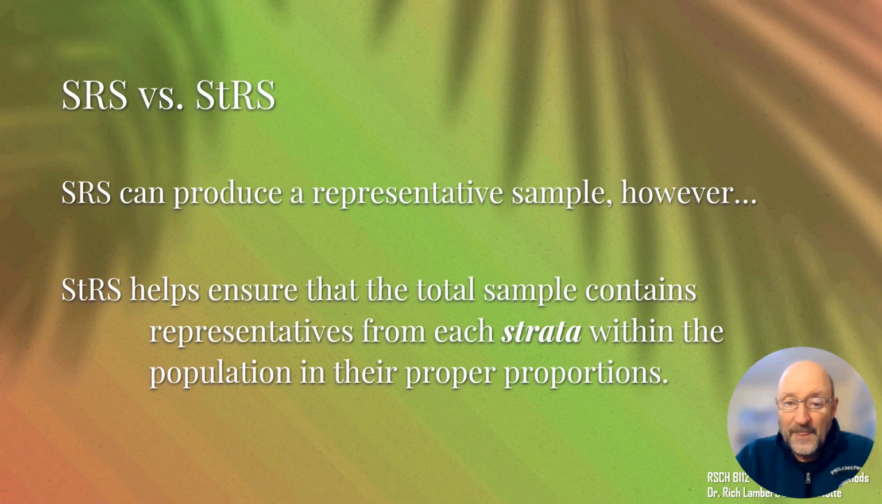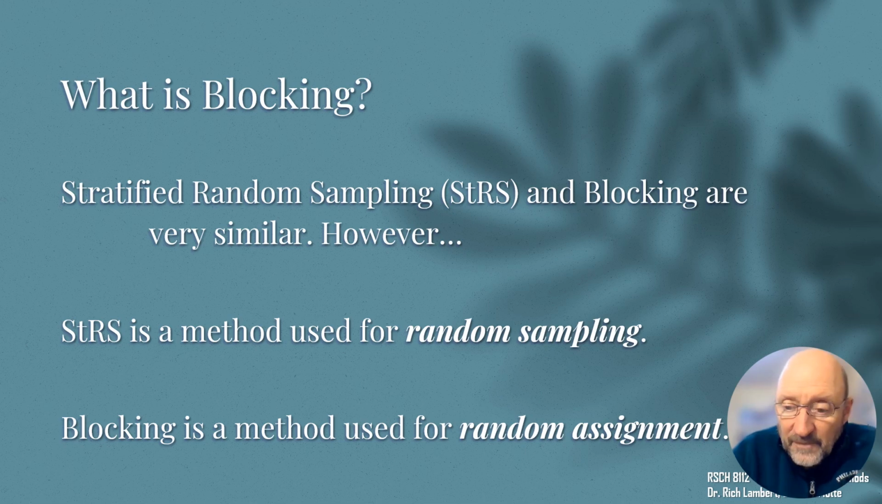Okay. Final topic, and I know this is a lot, but as we work through these different methods and you work on the project, I think you're going to get the basic concepts of each of these methods. Okay, so let's now talk about blocking. Well, stratified random sampling and blocking are very similar. However, they come into play in very different ways in the actual execution of a study.